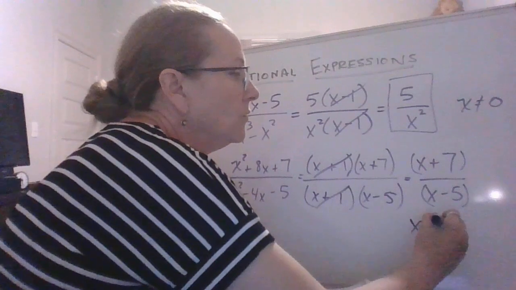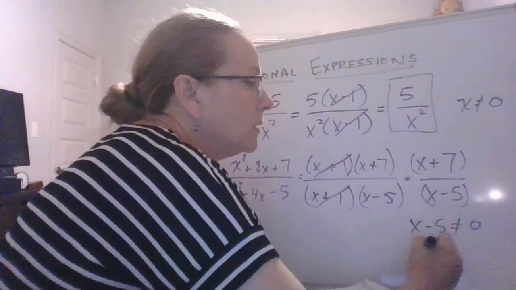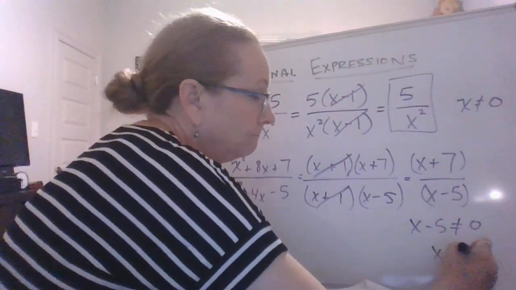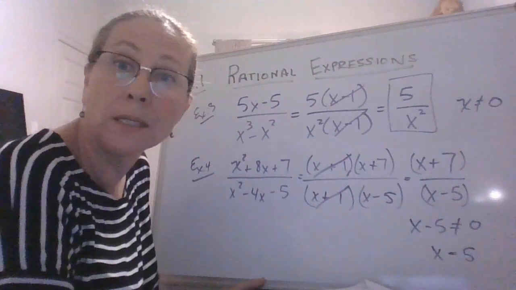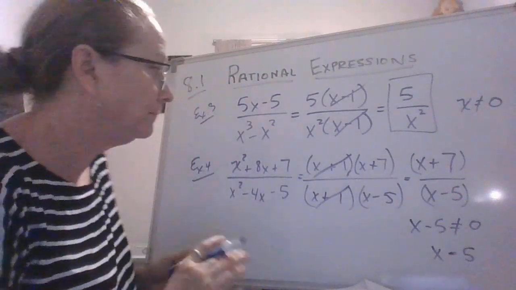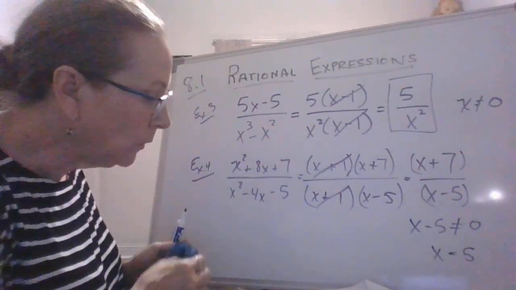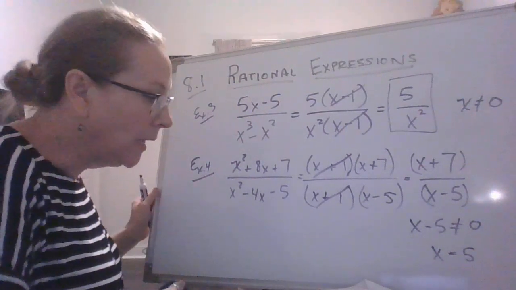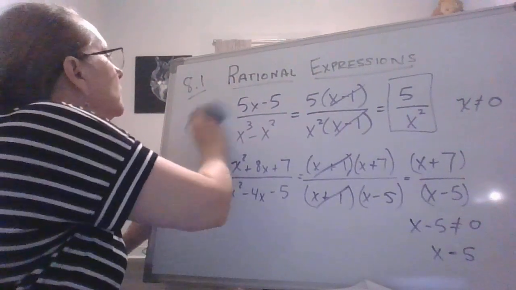So now x minus 5 cannot be equal to 0. So x cannot be 5. That is where it would be undefined. All right, rolling to our next example, number 5.